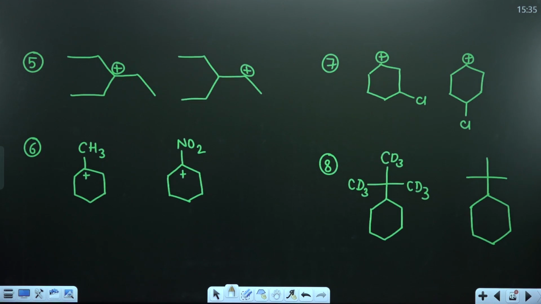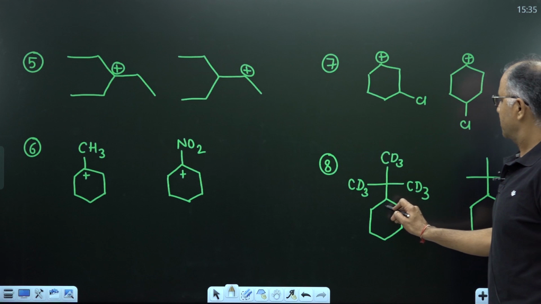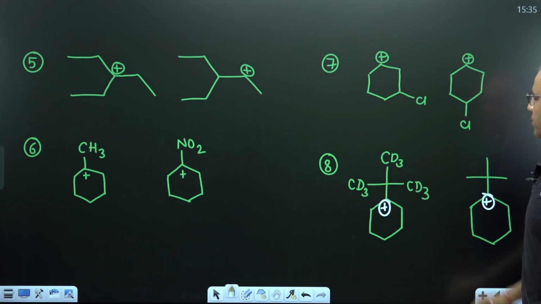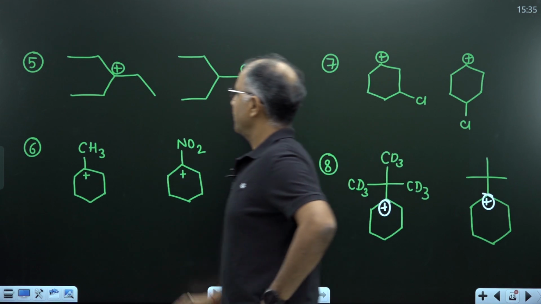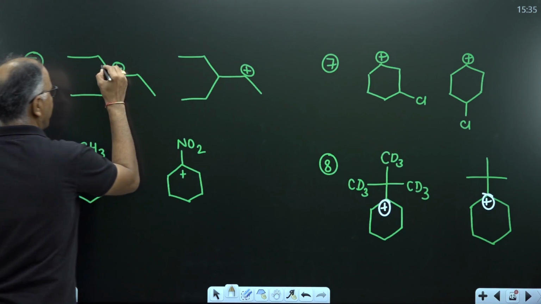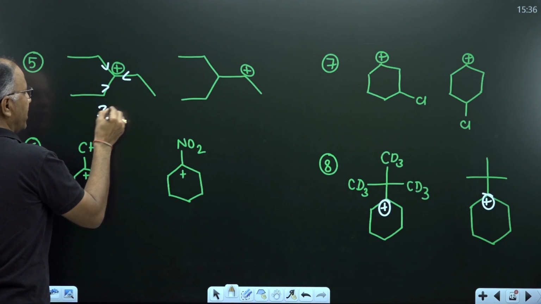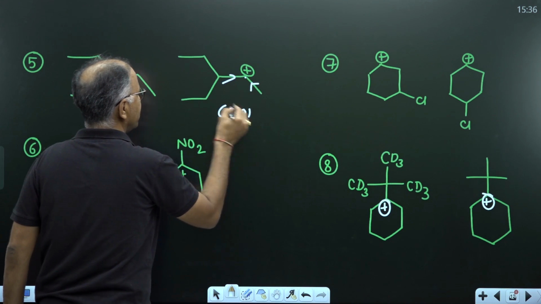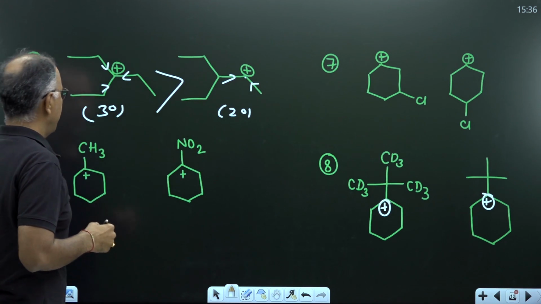Now try these examples. Now what is the answer for the fifth? Plus I and plus I. What is the degree? 3 degree. And in this case, it is a 2 degree, so which is more stable? 3 degree is more stable than 2 degree.